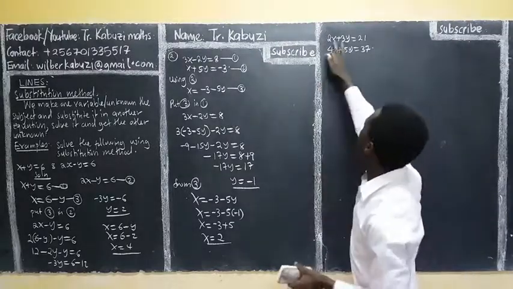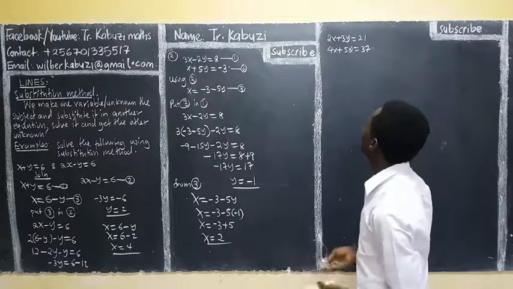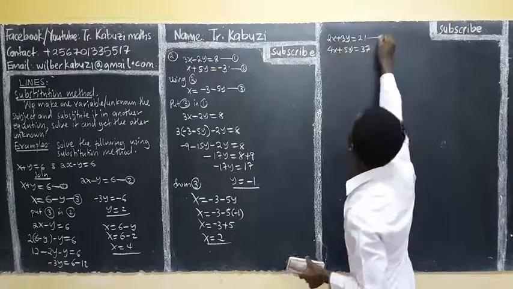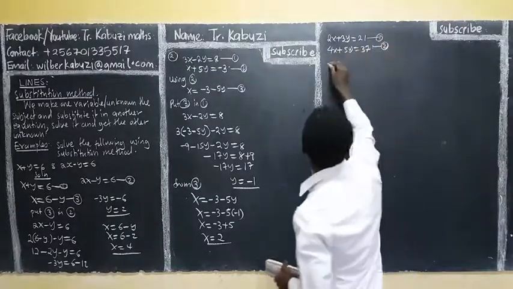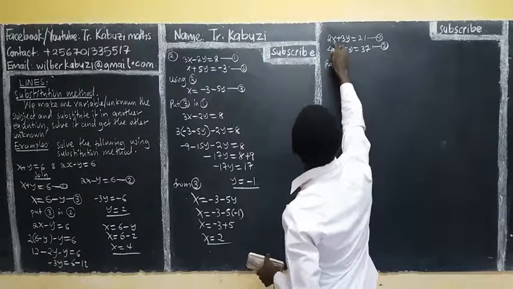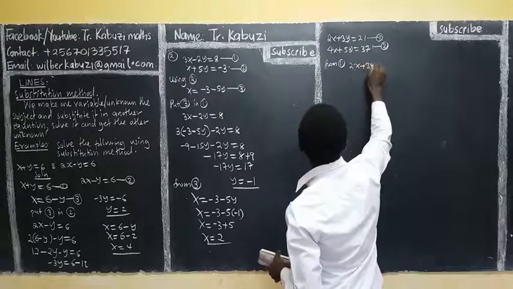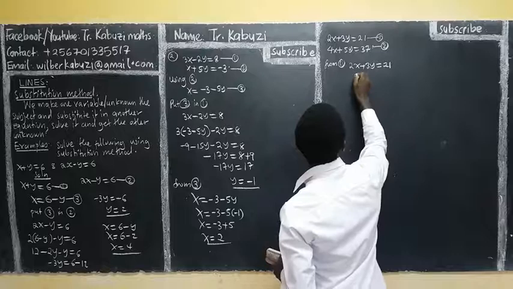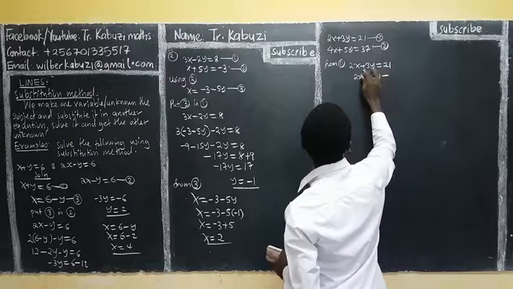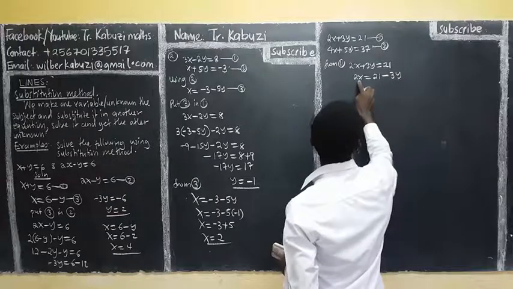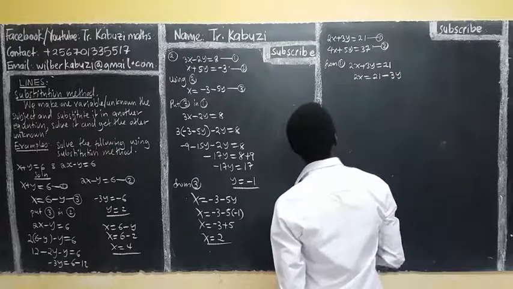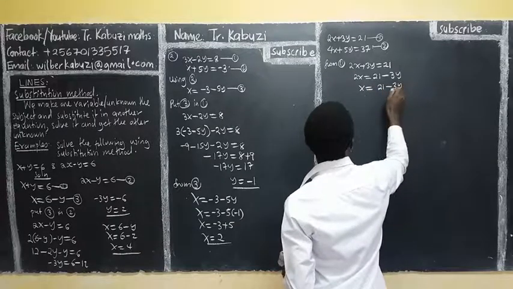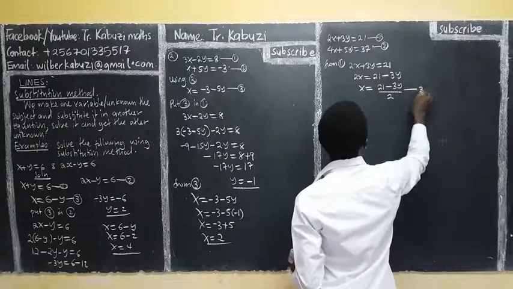Now when you come to this one, I'm just going to set it up and then you will complete it. Here you make any variable the subject, because we don't have anything with coefficient 1. If I make x the subject, from equation 1, 2x plus 3y equals 21, I have 2x equals 21 minus 3y. Divide through by 2, and x will be 21 minus 3y, the whole over 2. This will be equation 3.